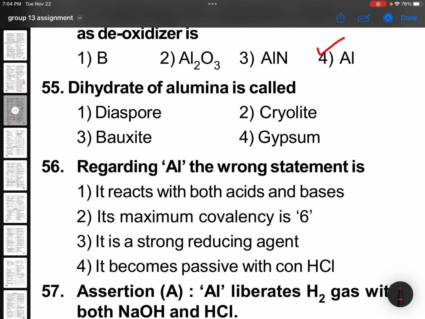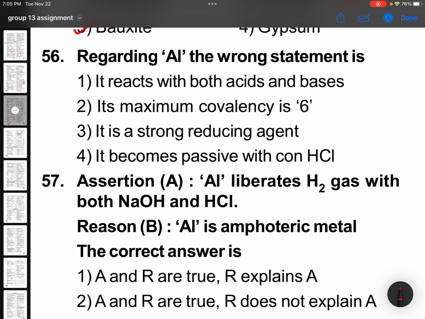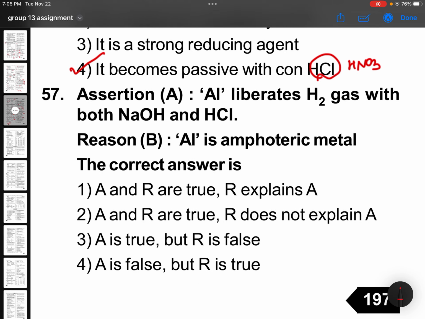Dihydrate of alumina means Al2O3 with 2 water molecules, Al2O3·2H2O, as I told you just now. It is called bauxite. Regarding aluminium, the wrong statement is, guess what? It becomes passive with HCl is wrong. With HNO3, if it is there, then that is correct. The remaining options are right.